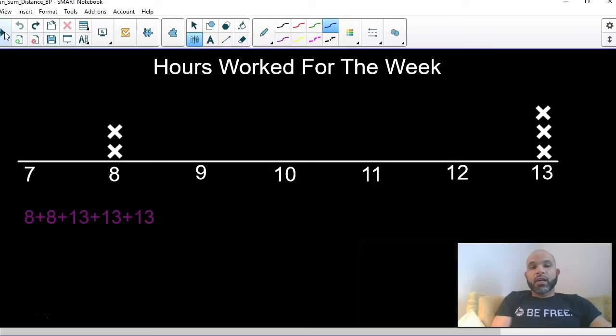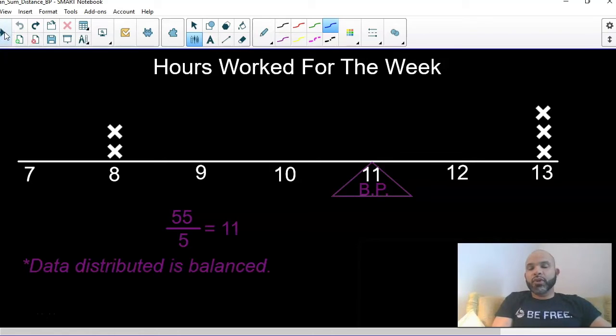All right, so assuming that you've paused the video, now you're checking your work, right? So if you did your mean correctly, you would have added up all the numbers, you would have gotten 55, and then you would have divided it by 5 because you had 5 points. Therefore, your mean should have been 11. So your balance point right there is perfectly at 11.